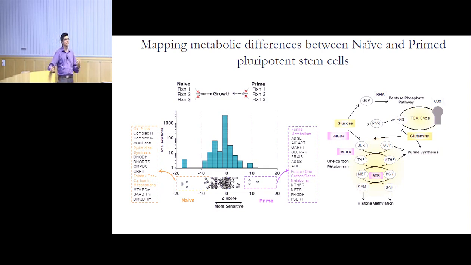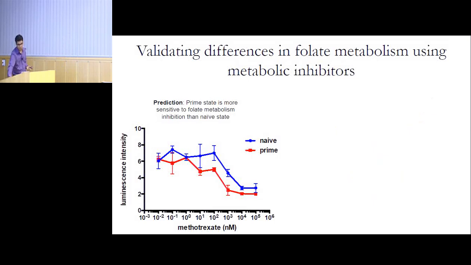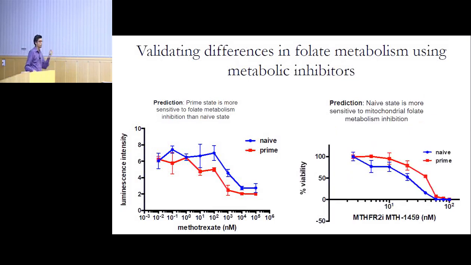But the algorithm was able to tease that out from the topology of the metabolic network. So we want to test this prediction. And so we used a drug that is highly specific to mitochondria. So we used a mitochondrial folate inhibitor called MTHFR2I from Race Therapeutics. And what we found in this case was that the naive cells were more sensitive now to increasing dose of this drug than the prime cells. Which once again validates our model prediction.